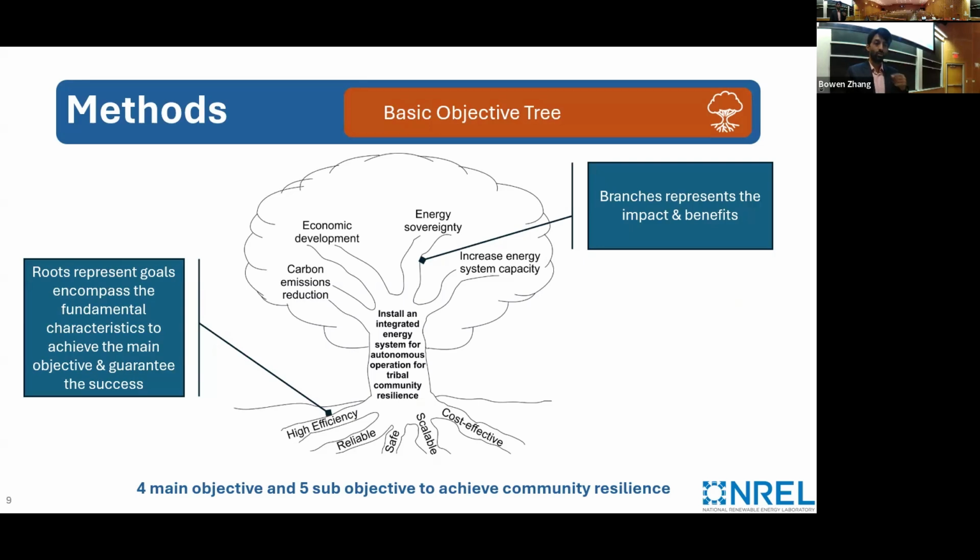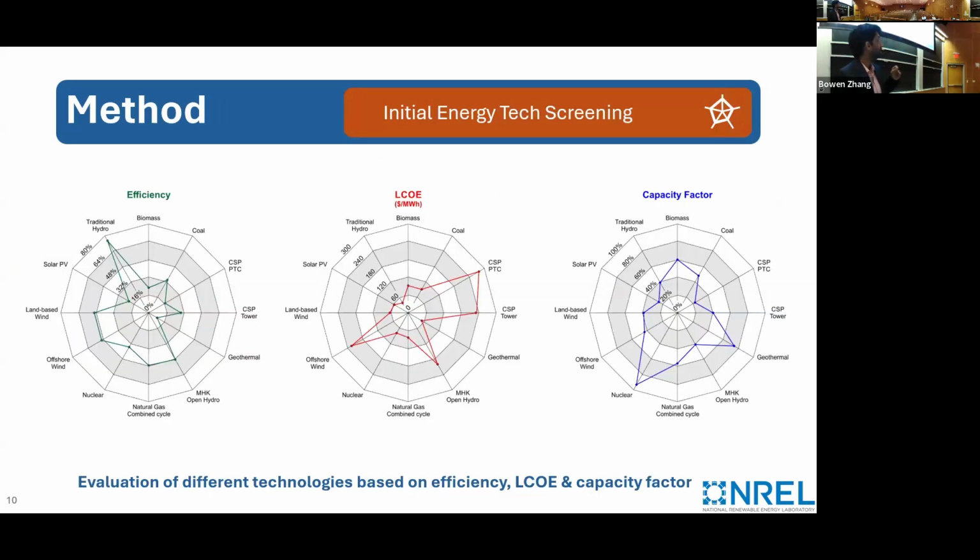So our main goal is to provide the technology, right? But here you can see the branches represent the benefit if you apply that particular technology to that remote location, and the roots represent how it's going to benefit that particular community in the long term, whether that technology is efficient, reliable, safe, scalable, and also cost effective. Then the initial screening will be based upon all these factors, which include maybe the efficiency, levelized cost of electricity, and the capacity factors.